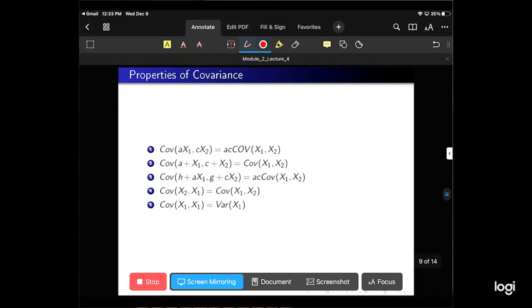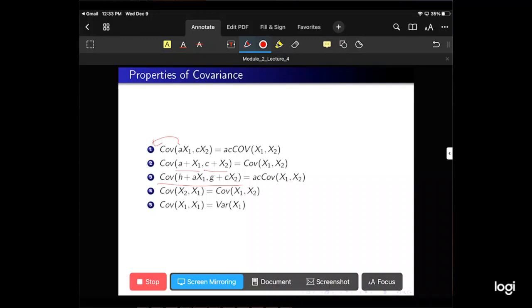Properties of covariance. If we have two random variables X1 and X2 times two constants a and c, then we can just take those constants out, like that. Number 2, adding a constant to a random variable does nothing to the covariance. That's this here. You're basically adding an intercept to each of the random variables. Number 3, we can take these properties and put them together. So now we're just taking 1 and 2, putting them together, and we can take out the constants that are multiplied and just drop the ones that are added.